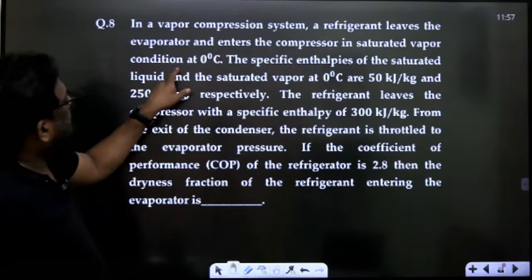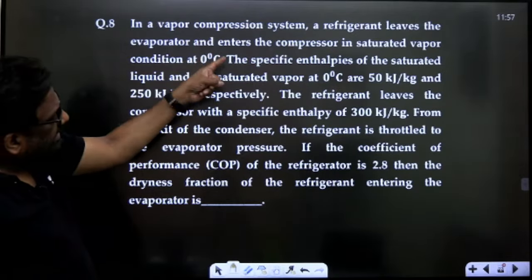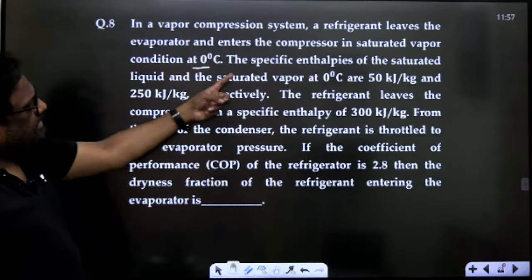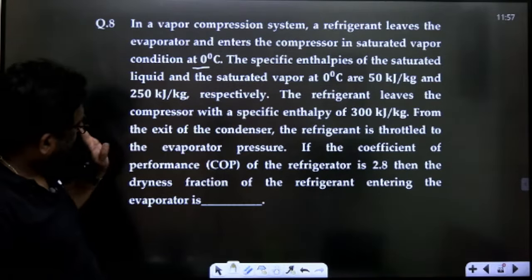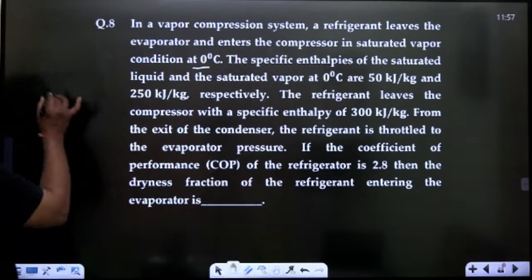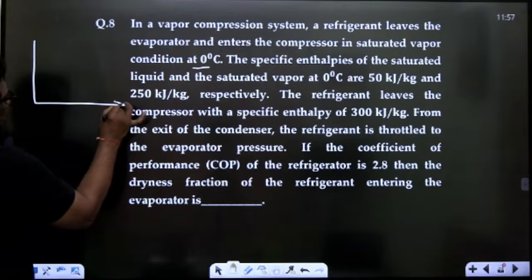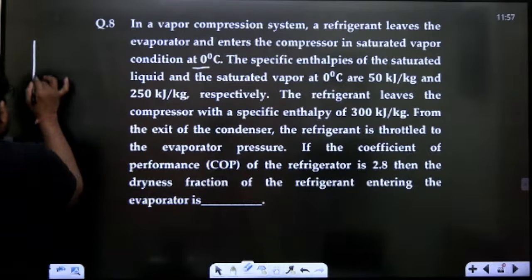So, देखो, in a vapor compression system, the refrigerant leaves the evaporator, enters the compressor at 0 degrees centigrade. ठीक है. The specific enthalpy of saturated liquid and vapor at 0 degrees centigrade are given. देखो, let me draw, sir. यहीं पे शो करेंगे तो दिखेगा आपको. इसको मैं थोड़ा बड़ा ही ड्रॉ करूंगा सर.